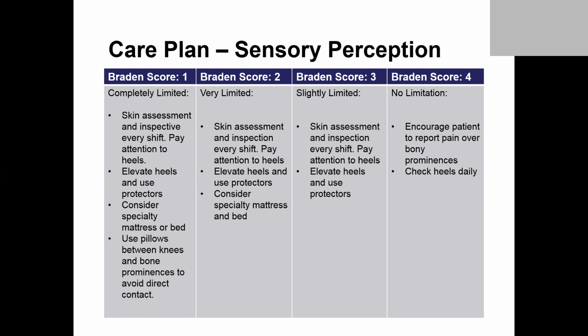So this first subcategory is sensory perception. As you see, each area that you identify, if they're completely limited, very limited, slightly limited, or no limitation, you have specific interventions for that patient. You'll also notice that a skin assessment and inspection every shift is for every subcategory except no limitation. You need to elevate their heels and use protectors. Consider specialty mattress. Use pillows between their knees and bony prominences.